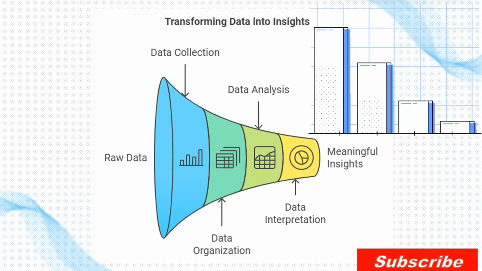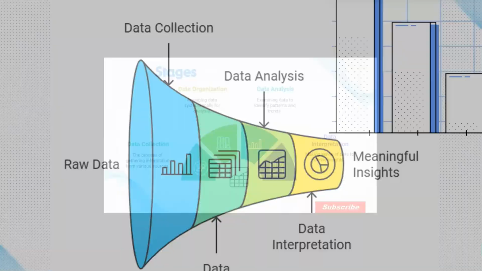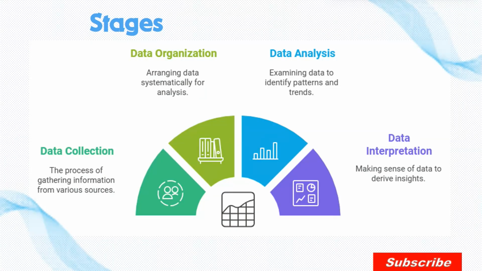Next, we move to data organization. At this stage, we systematically arrange and structure our data, often in tables, databases, or spreadsheets. This helps prepare the data for easier analysis by giving it a clear, logical order. The third step is data analysis. Here, we examine the data to identify patterns, trends, or relationships. This could involve calculations, statistical tests, or visualizations. The goal is to start making sense of the numbers and begin uncovering insights.